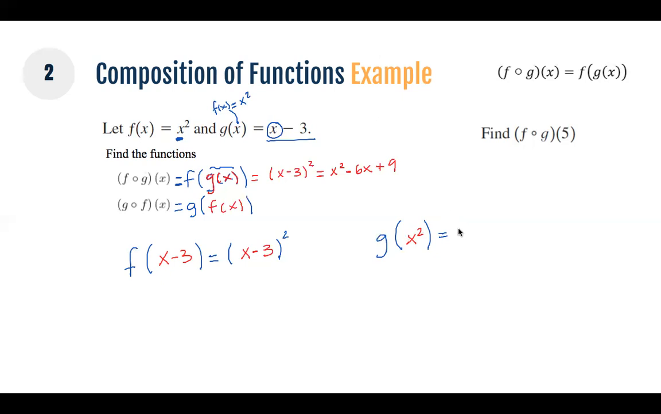So this is going to be x squared minus 3. So this is how the composed function is going to look like. We're going to have x squared minus 3. That's the final answer over here. X squared minus 3.